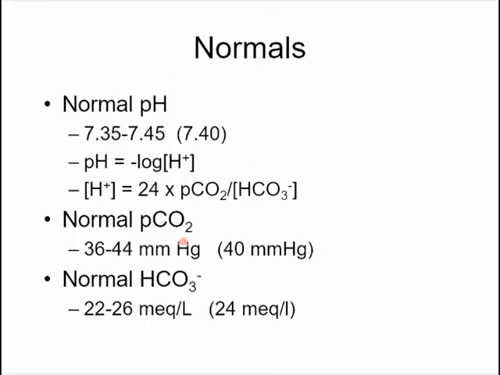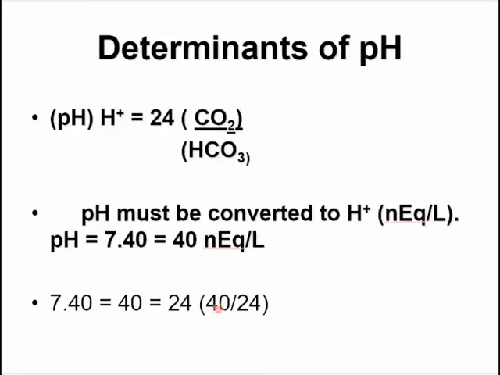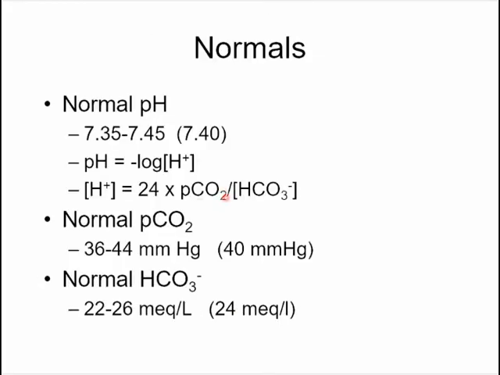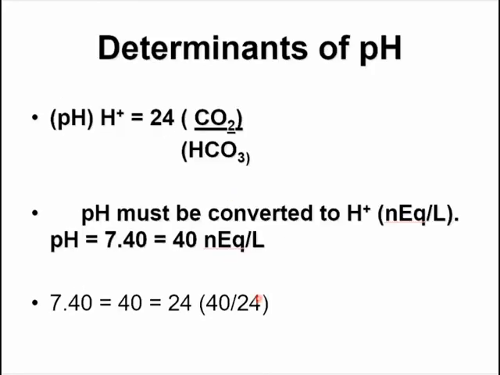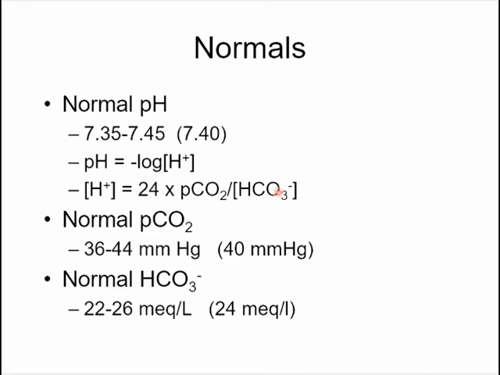The normal pH, as I mentioned earlier, is 7.35 to 7.45, and you can compute your pH by an inverse log of your hydrogen ion concentration. You can compute the hydrogen ion concentration by multiplying 24 times the partial pressure of carbon dioxide in the blood divided by the concentration of bicarbonate. So that could be your computation here: about 40 partial pressure of carbon dioxide divided by 24 mEq per liter of bicarbonate in the blood.